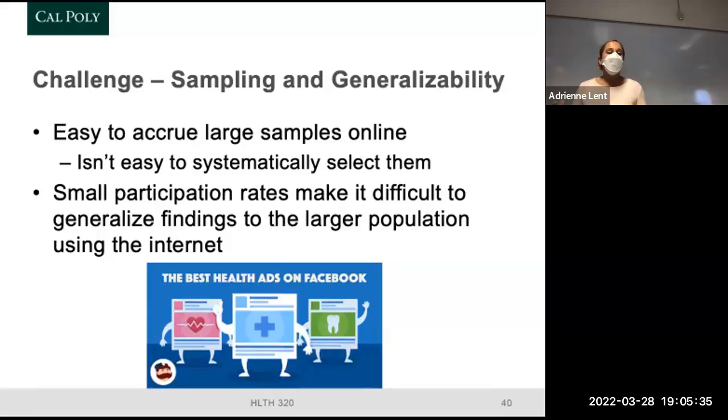There are also issues around small participation rates that can make it difficult to generalize findings to the larger population using the internet. Specifically, when we think about things like banner advertisements, those online advertisements that pop up on your windows when you're on different sites, a lot of people might see them, but the click-through rate of people who actually click on those and enroll in a program tends to be pretty small. So there are some challenges around that approach, and that can inhibit the validity of the people you're recruiting.